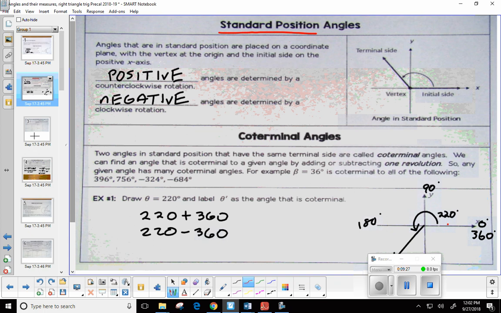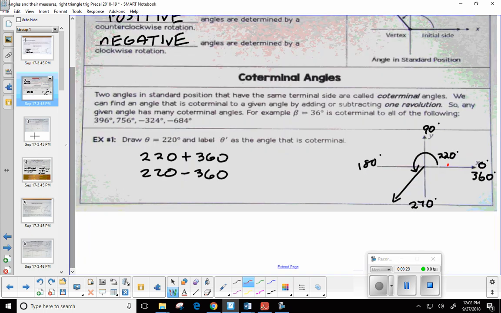So let's say I start here and I'm looking for one positive, right? Okay. Well, again, if I go ahead and stop there, all I've gone to is 220 degrees. So I've got to go all the way around again one revolution to get back to the same location, the same terminal side. That's why the first time we're taking 220 plus 360. So in red here, what is that? What is 220 plus 360? Okay, that's going to be 580. So the one in red's 580 degrees.